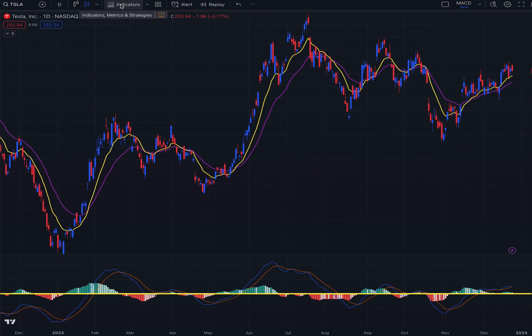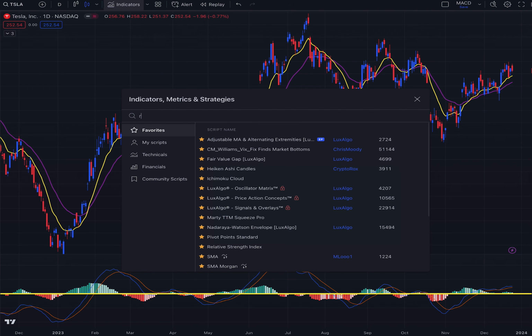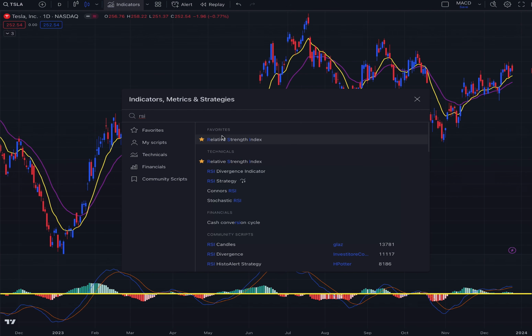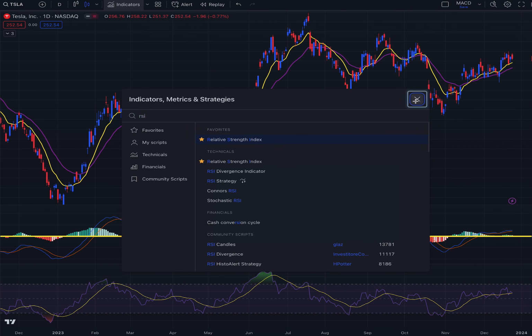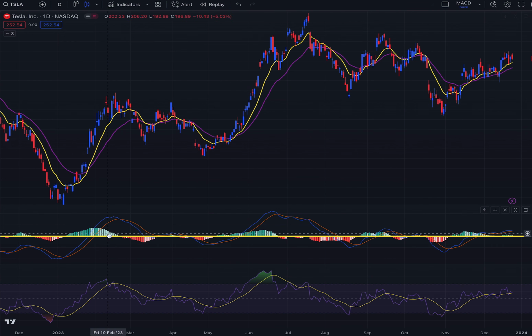You do that by going up to Indicators in TradingView and typing RSI. You then click on the Relative Strength Index indicator. Clicking on that will add it to your chart. And the RSI indicates whether a stock is overbought or oversold. It does that by showing a value below 30, which is considered oversold, or above 70, which is considered overbought.